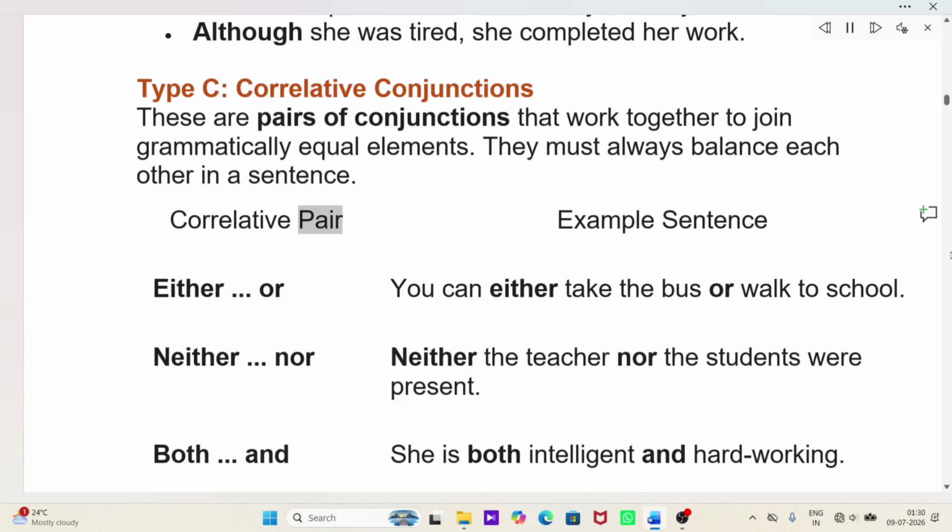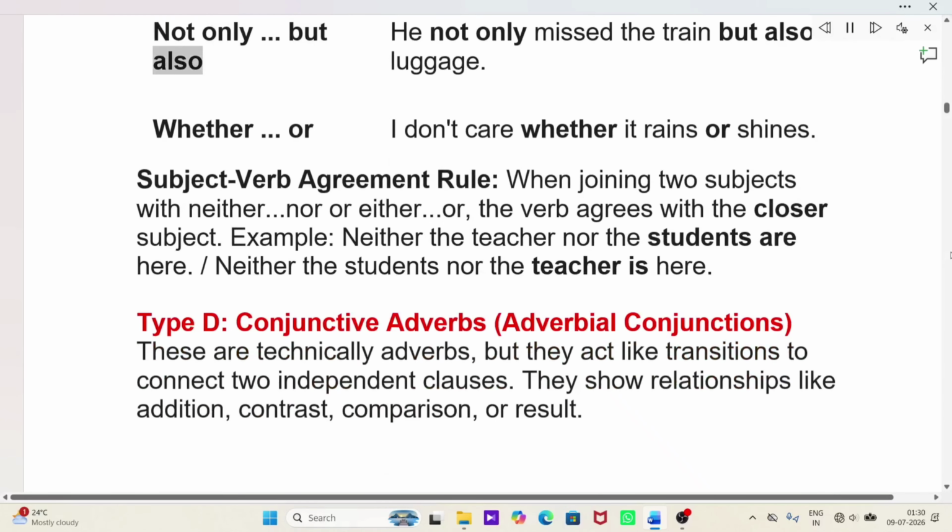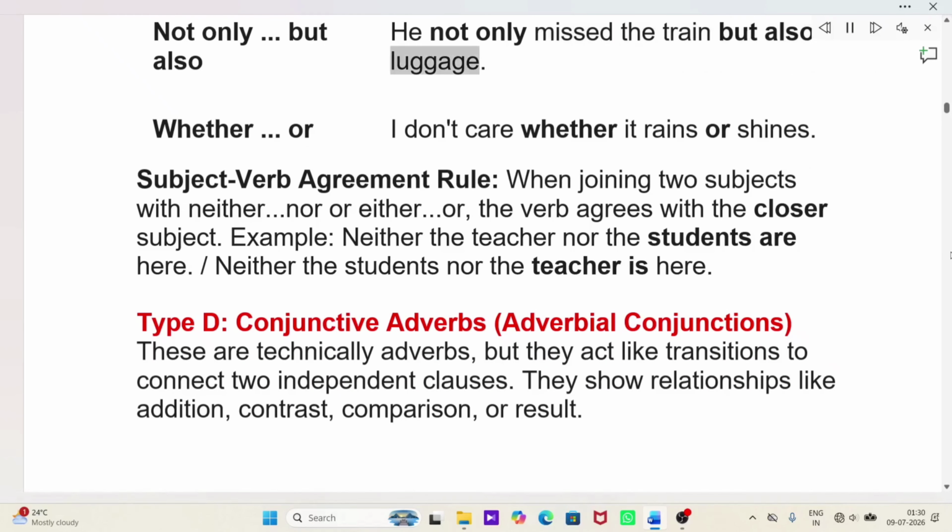Correlative pair, example sentence. Either, or: You can either take the bus or walk to school. Neither, nor: Neither the teacher nor the students were present. Both, and: She is both intelligent and hardworking. Not only, but also: He not only missed the train but also lost his luggage. Whether, or: I don't care whether it rains or shines.